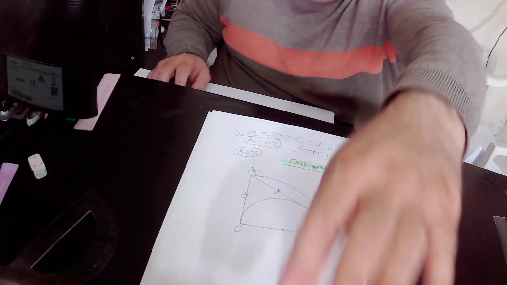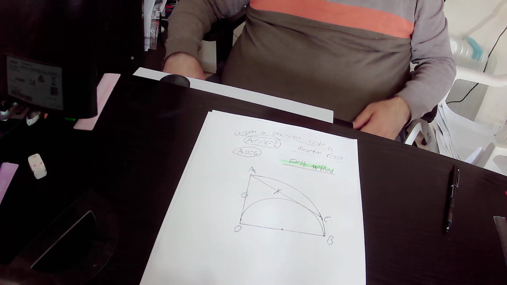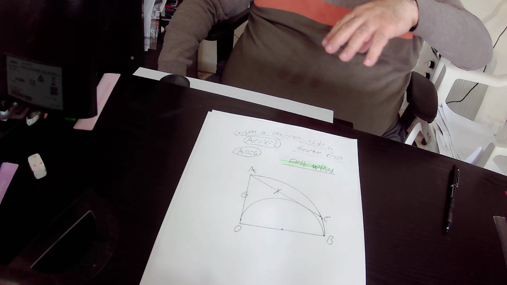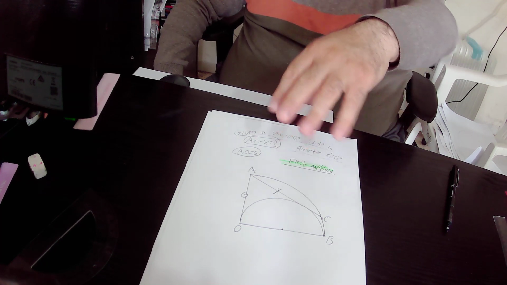Hello, in this lecture we'll find out the length of line segment X using two different methods. In the drawing we have a semicircle that is inside a quarter circle.